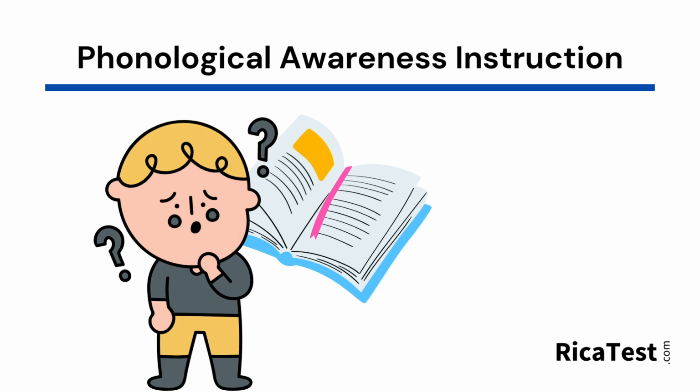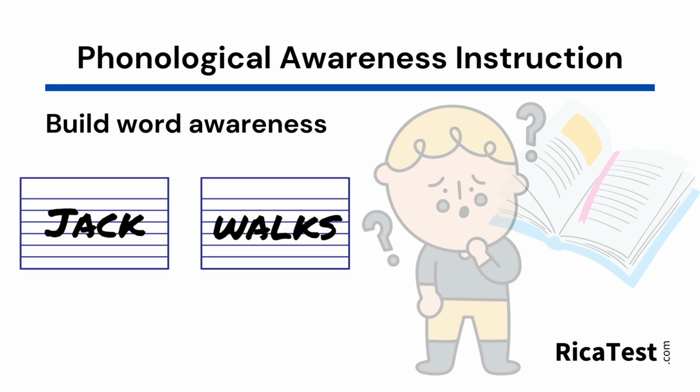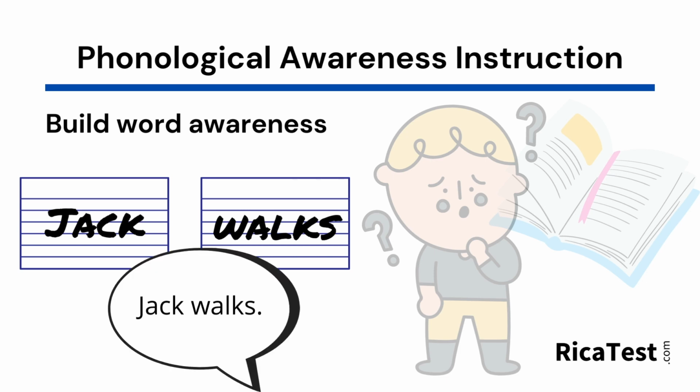This example student is having a difficult time identifying how many words are in a sentence. Now, when a student is having a difficult time identifying how many words are in a sentence, a teacher should work to strengthen the student's word awareness skills. Now, instruction will look like this. The teacher uses several index cards, each having one word written on it. The teacher creates two-word sentences like Jack walks. The teacher and the student read the sentence together.